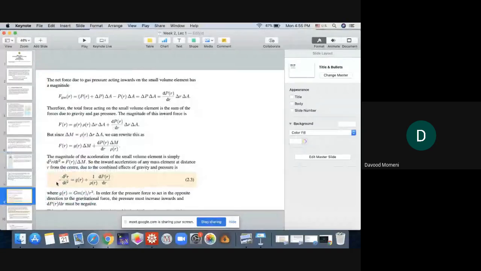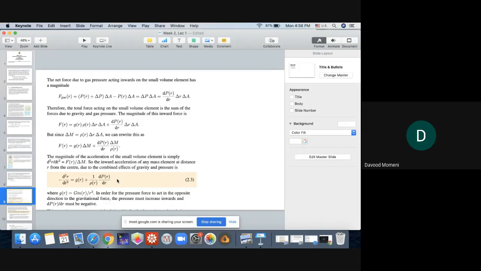Why does this minus come here? Because the pressure force is opposite to the gravitational force. When you push something, it wants to push you back. This is somehow like Newton's third law also. This minus indicates that the pressure force works in the opposite direction of the gravitational force. And from here we get that dP/dr must always be negative.